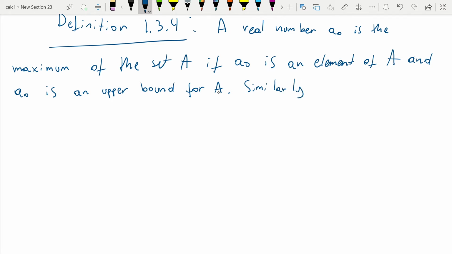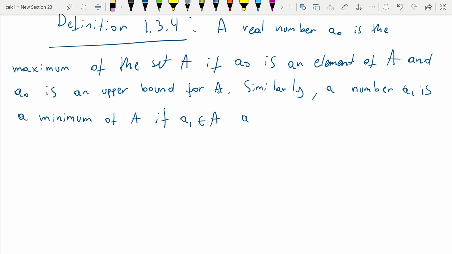Similarly, a number A1 is a minimum of A if A1 belongs to the set A and A1 is a lower bound for the set A.